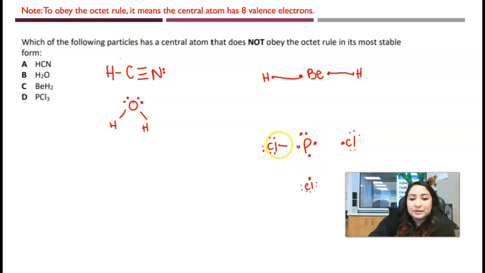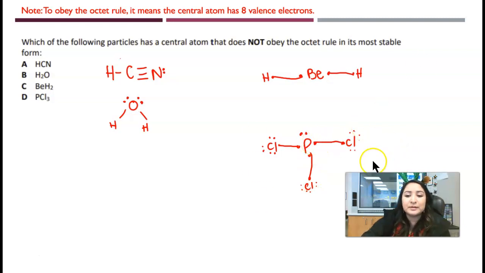Anyways, we bond all the single ones. So this one single likes to mingle. This one will mingle with that one, and this one will mingle with that one. There you go, perfect. Now, which one breaks the octet rule?